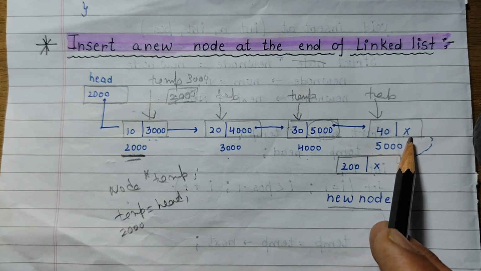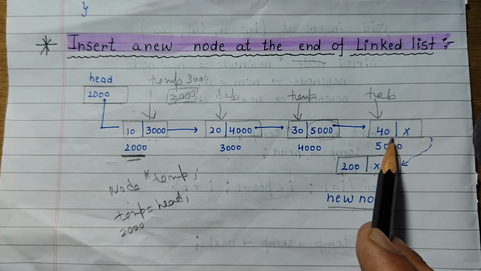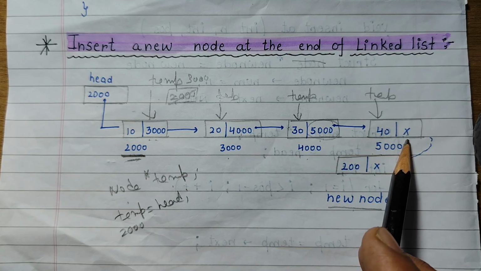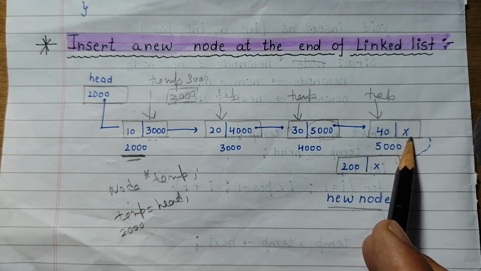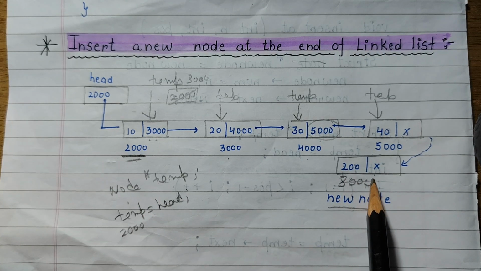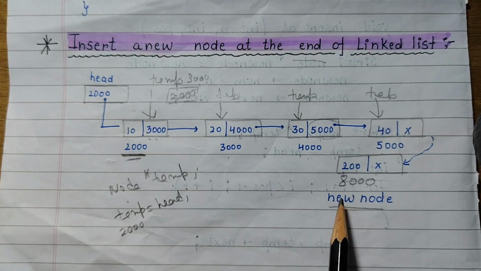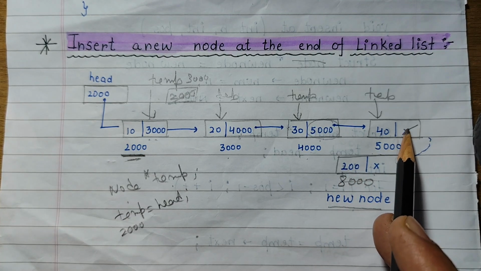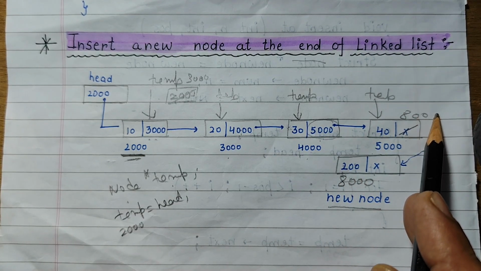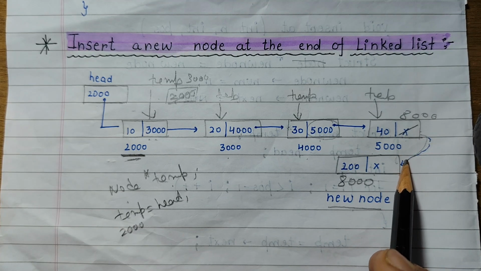Now we have to update the value of the next pointer, because in the existing linked list the last node has a null pointer. Now we have to update this null pointer with the address of the new node. Suppose the compiler allocates some random memory address 8000 to this new node. Now I update the value of this next pointer as 8000.